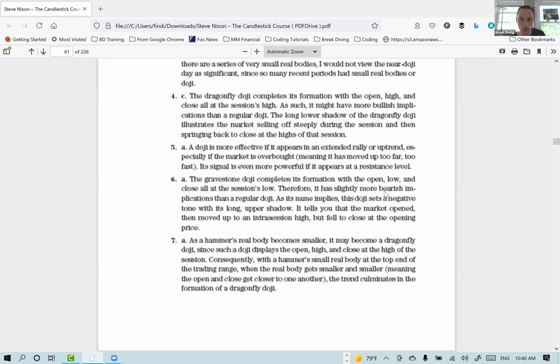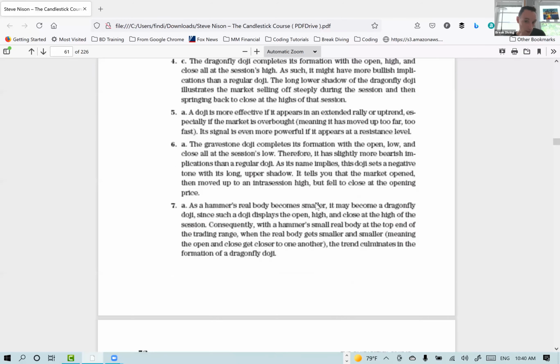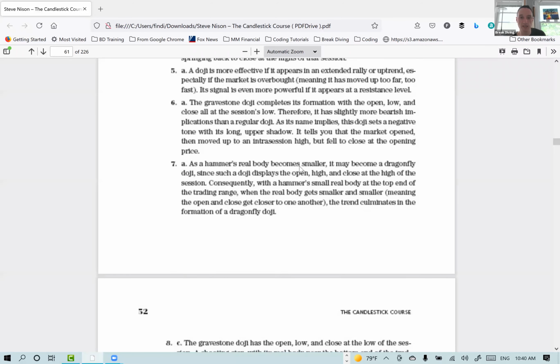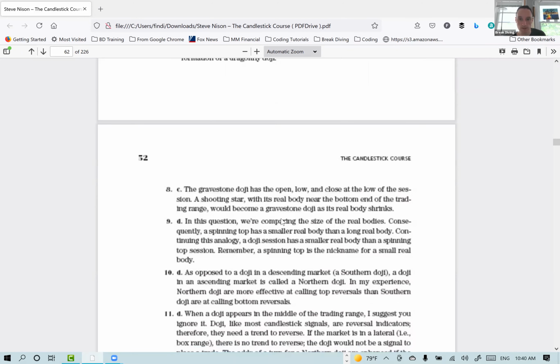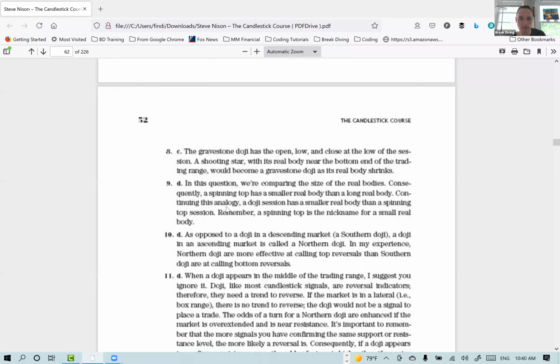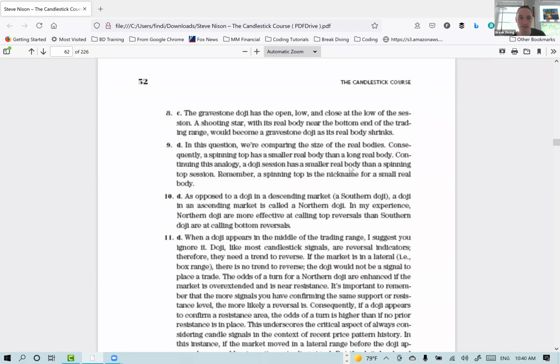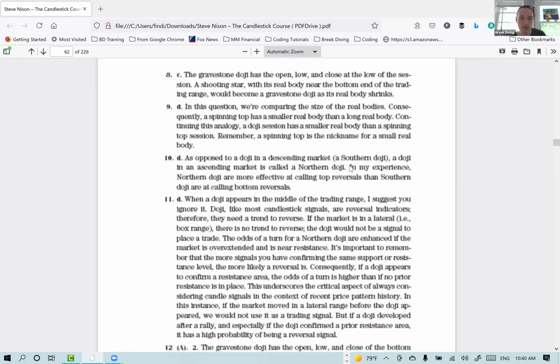Gravestone has more bearish implications. A hammer becomes a dragonfly as the open and close get closer together. The gravestone has an open, low, and close at the low. We talked about that. Spinning top has a smaller real body than a long real body, and a doji has a smaller real body than a spinning top. Okay, good.